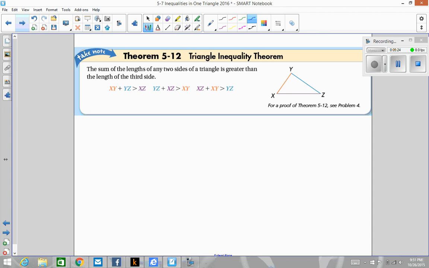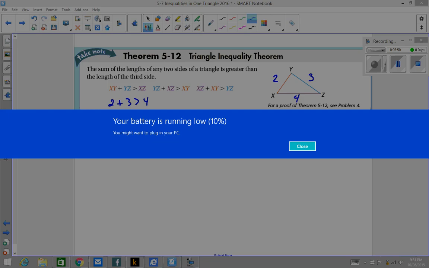So the triangle inequality theorem says the sum of the lengths of any two sides of a triangle is greater than the length of the third side. So in order to check and see if something's a triangle, we have to check the sides. So if I've got a 2, a 3, and a 4, okay, I gotta check that 2 plus 3 is greater than 4. So that's 5 is greater than 4.